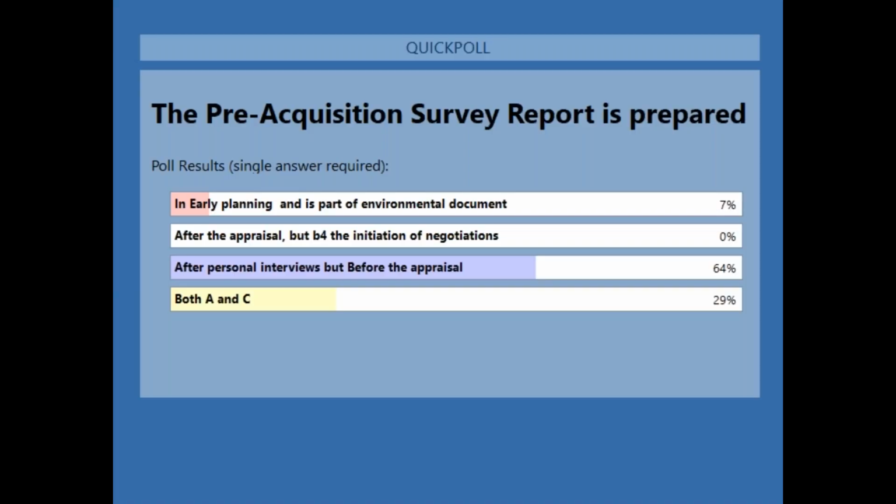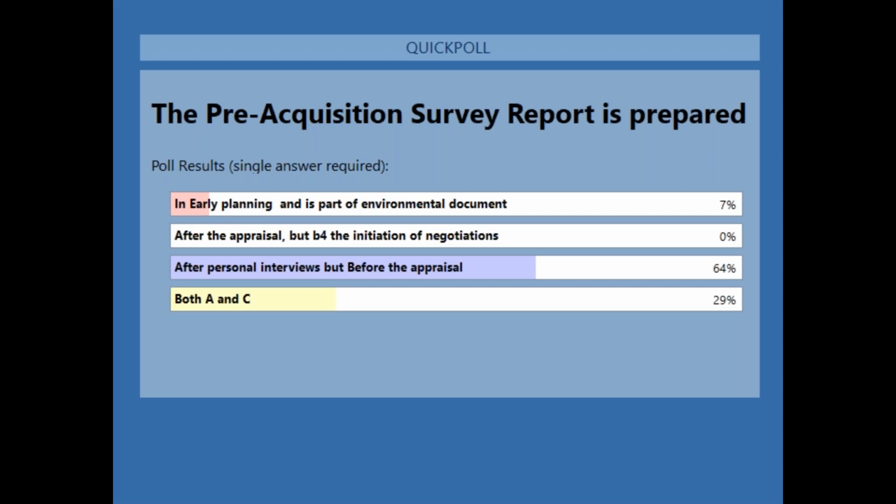Very good. Most of you did get the correct answer. A, in the early planning, that again is a conceptual study. That is done as part of the environmental document. B, after the appraisal, you don't want it after the appraisal because they're going to use this report. So it's done before the appraisal.